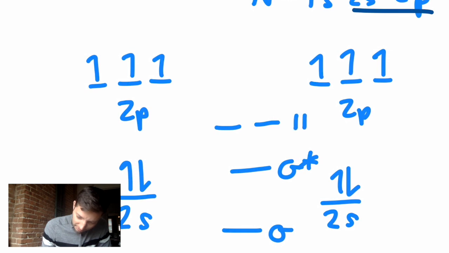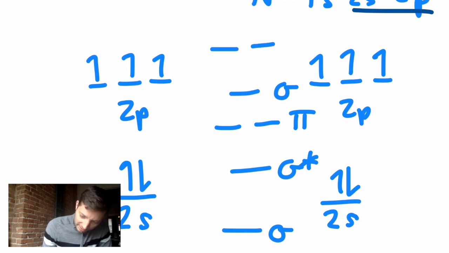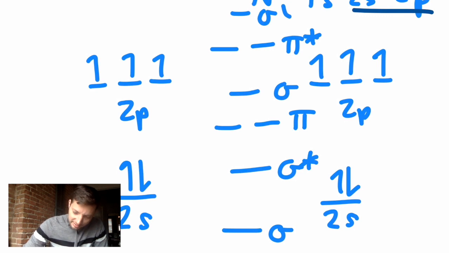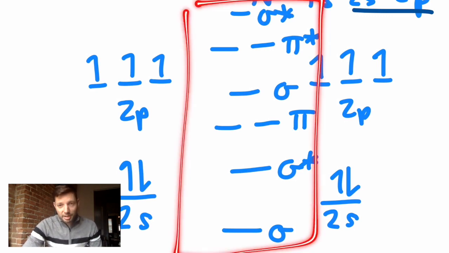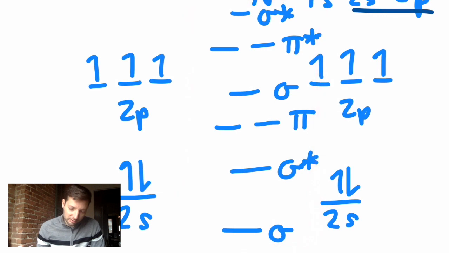Then we get to the sigma bond, and then we get to the anti-bonding pi star, and then the anti-bonding sigma star. There is a complete template for the nitrogen molecule, really a template for most atoms that have 2s and 2p valence electrons.